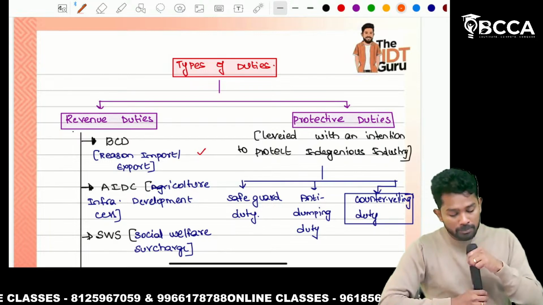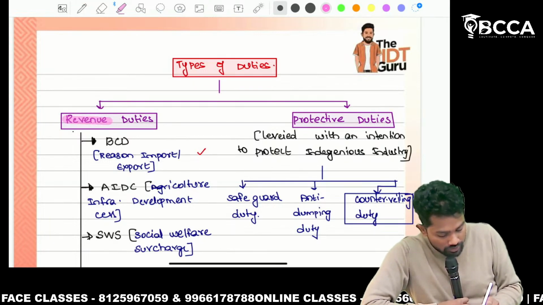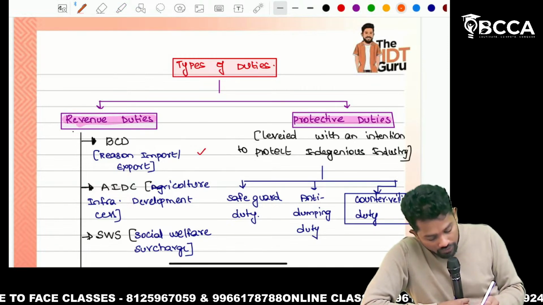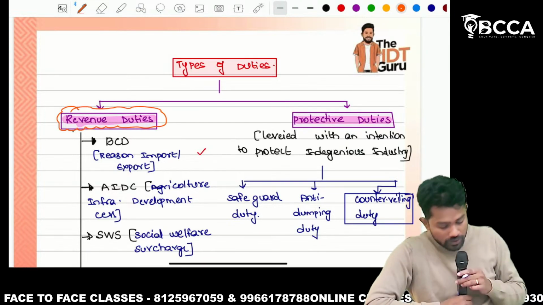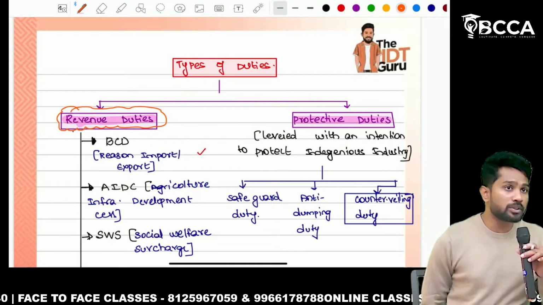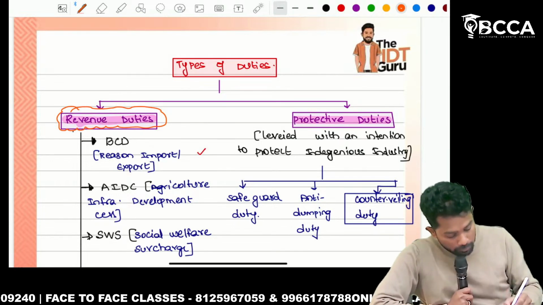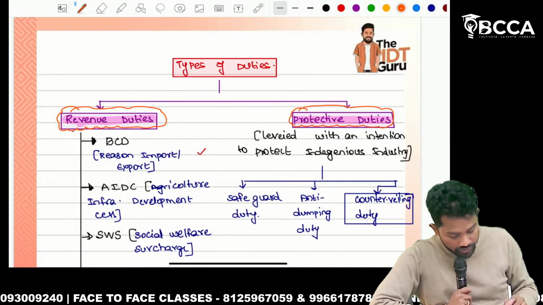So for that purpose, the duties can be classified into two types. The duties can be classified into how many types? Two types. What are those? Revenue duties, and the next one is protective duties.